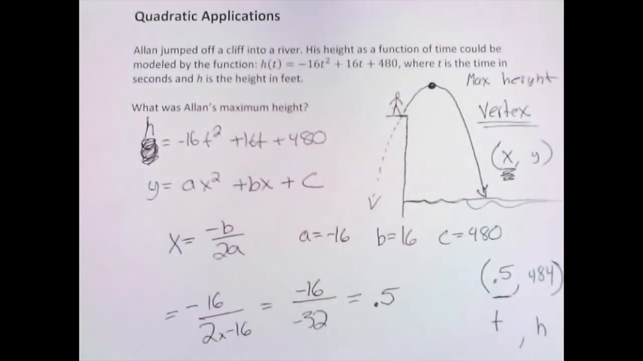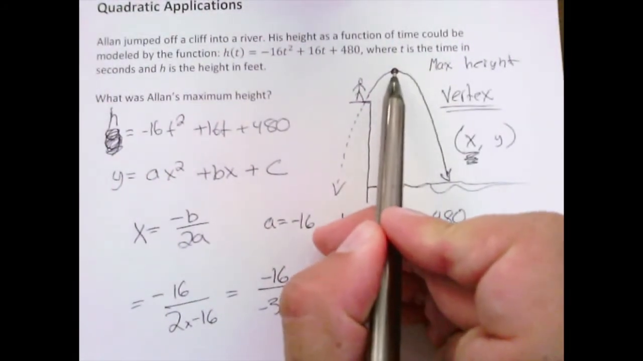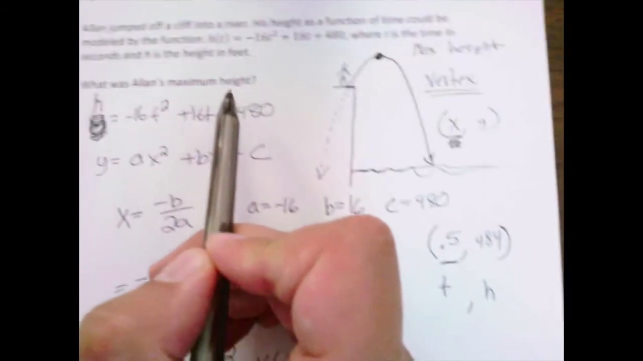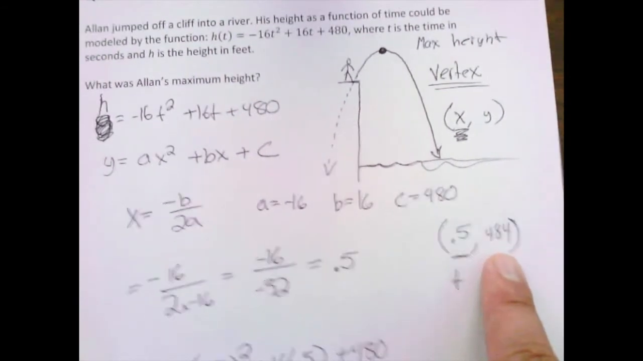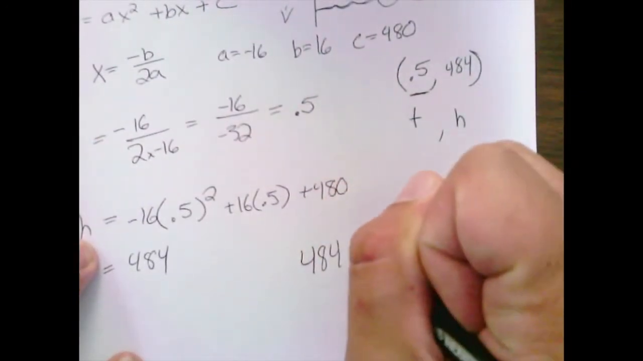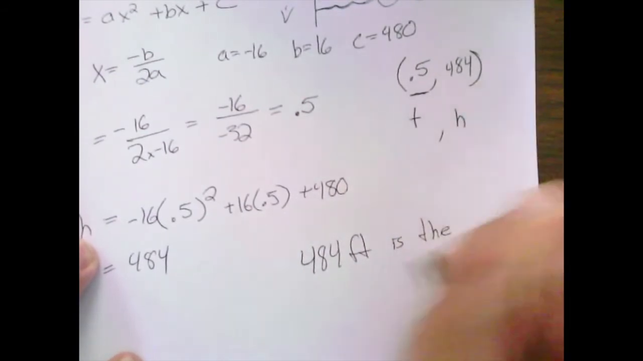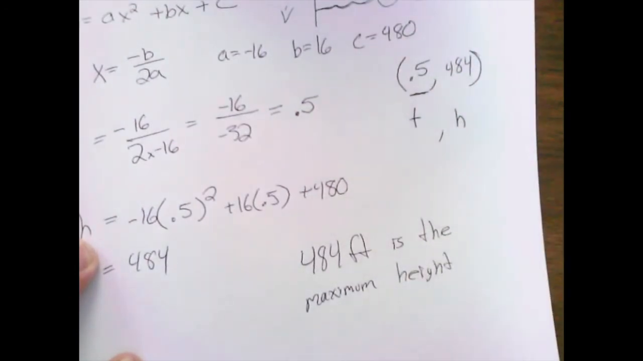So let's go back to the question here. It says, what was Alan's maximum height? We wouldn't report this entire vertex. Yes, we are interested in the vertex because that's where the maximum is, but we just care about the height only. Looking at the coordinates of my vertex, 0.5 is time, so it looks like 0.5 seconds. And my height is 484, which is feet. So the answer to this problem is just 484 feet is the maximum height. And that is a quadratic application.